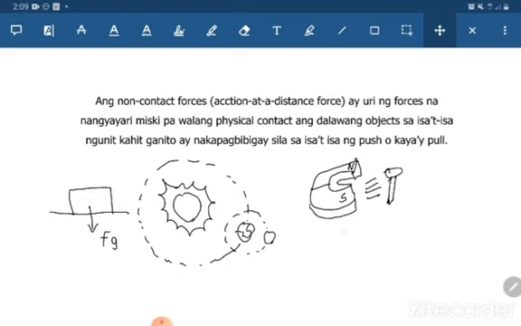And then, in the atomic level, for example, you have the nucleus of the atom sa gitna. Yung mga electrons, they are negative subatomic particles na na-attract sila sa isa't isa with the proton and the electrons. So these are all non-contact forces. Although, hindi sila magkadikit at first, nakaranas sila ng push or pull, or attraction and repulsion due to the presence of each other.